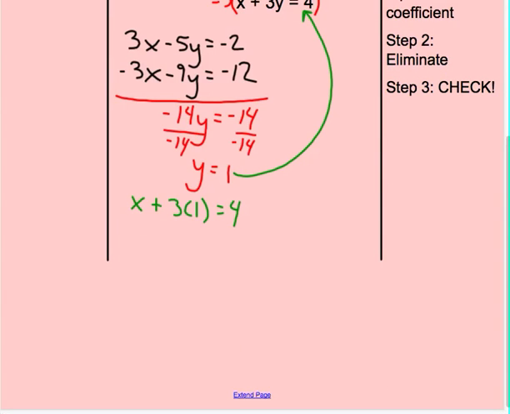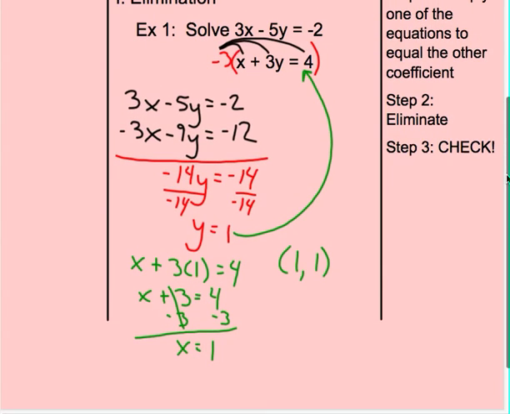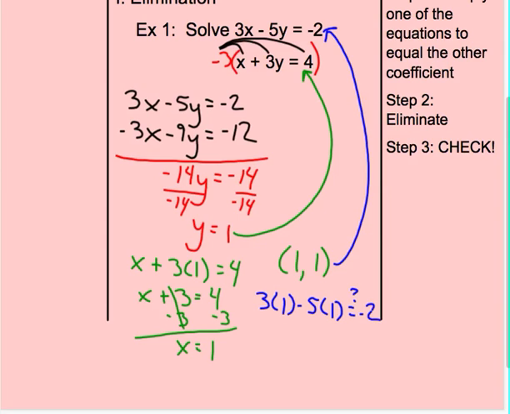Need a little more room here. So 3 times 1 gives me 3. Subtracting 3 from both sides, we get x equals 1. So the solution that I got was x coordinate, y coordinate. And our last step, as always, is to check to make sure that our solution works. So we're going to go back up to the first original equation, replacing x with 1, replacing y with 1. Does that equal -2?